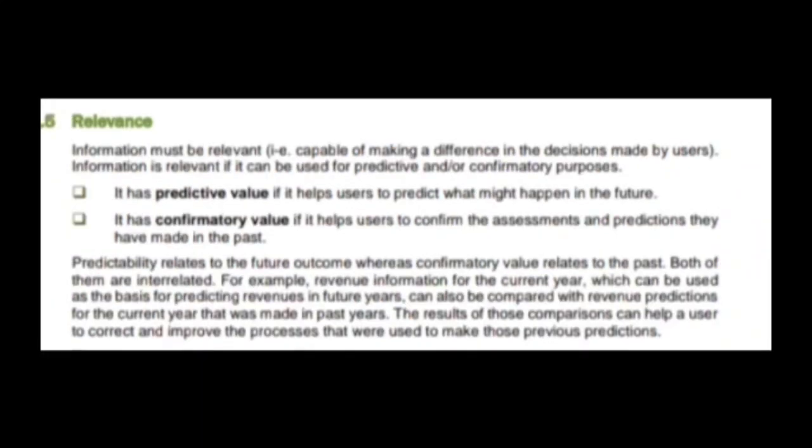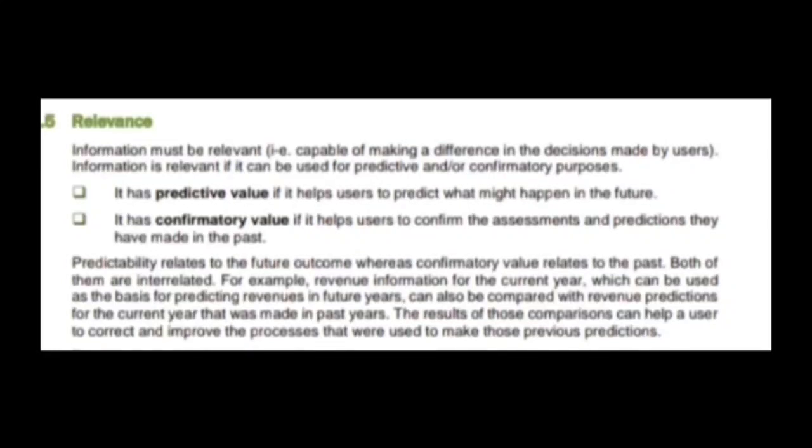Then relevance. Information must be relevant, capable of making a difference in the decisions of the users. Information is relevant if it can be used for predictive and/or confirmatory purposes. It has predictive value if it helps users to predict what might happen in the future. So the users can predict the future prospects of the company having seen the past track record. Or, it has confirmatory value if it helps the users to confirm the assessments and predictions that have been made in the past.